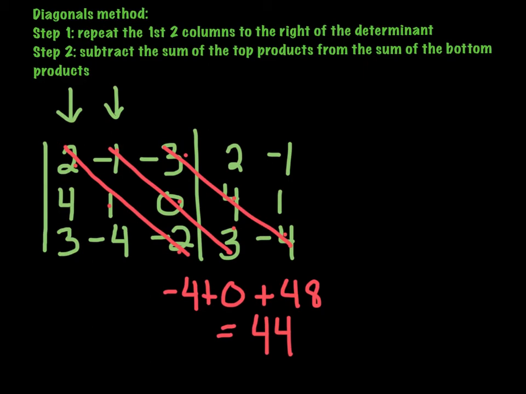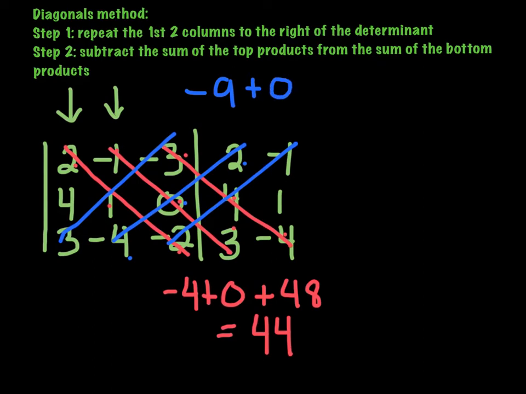So for the other diagonals, we're going to go up so that we can write the number at the top. I'm going to go this way. And I'm going to go 3 times 1 times negative 3 is negative 9. And negative 4 times 0 times 2 is 0. And negative 2 times 4 times negative 1 is positive 8. When I add those up, I get negative 1.